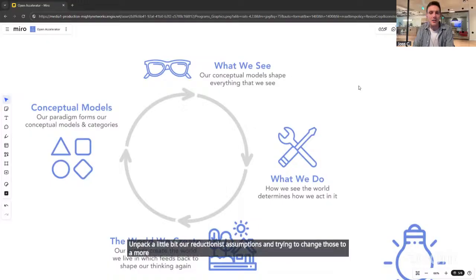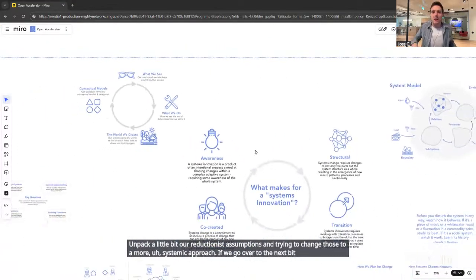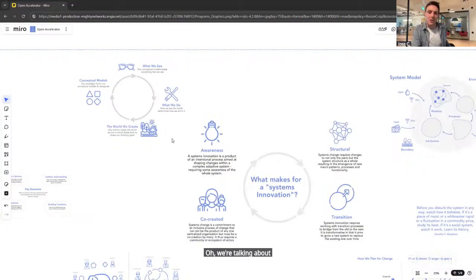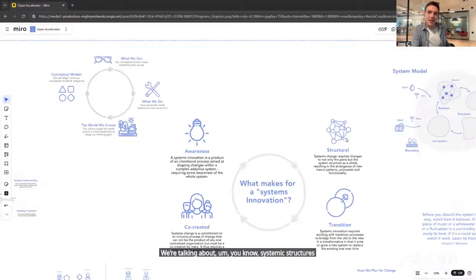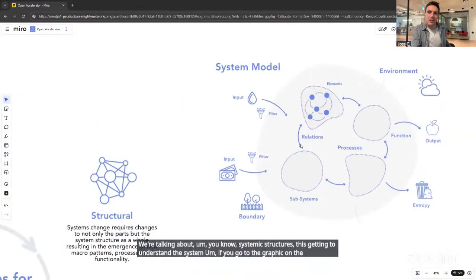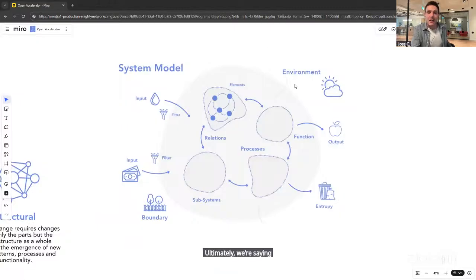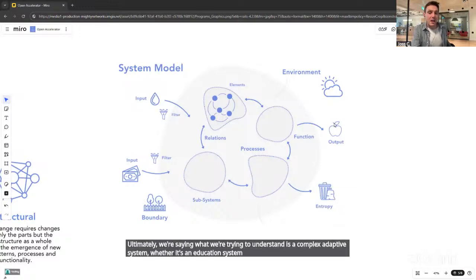And try to change those to a more systemic approach. If we go over to the next bit on the left here, we're talking about systemic structures. This is getting to understand the system. If you go to the graphic on the right there, yes, this one, it's a model of a system, right? Ultimately, what we're trying to understand is a complex adaptive system, whether it's an education system, a food system, supply chains, cities, and so on.